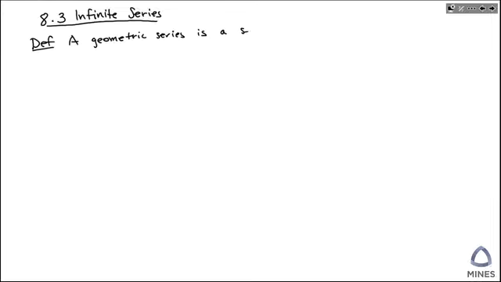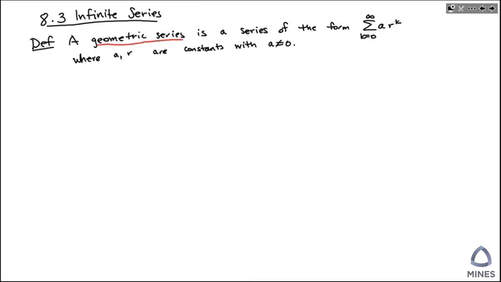So a geometric series is a series of the form sum from k equals 0 to infinity of a r to the k, where a and r are constants with a not equal to 0. The reason we call the series a geometric series is because the corresponding sequence terms are terms of a geometric sequence.